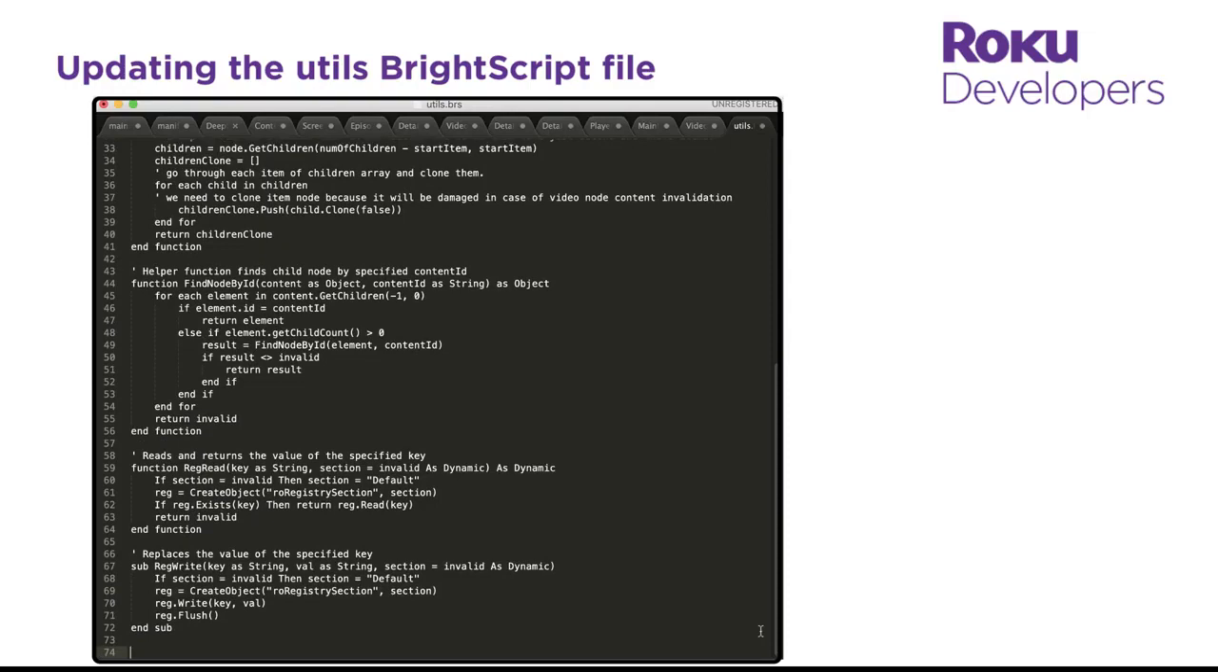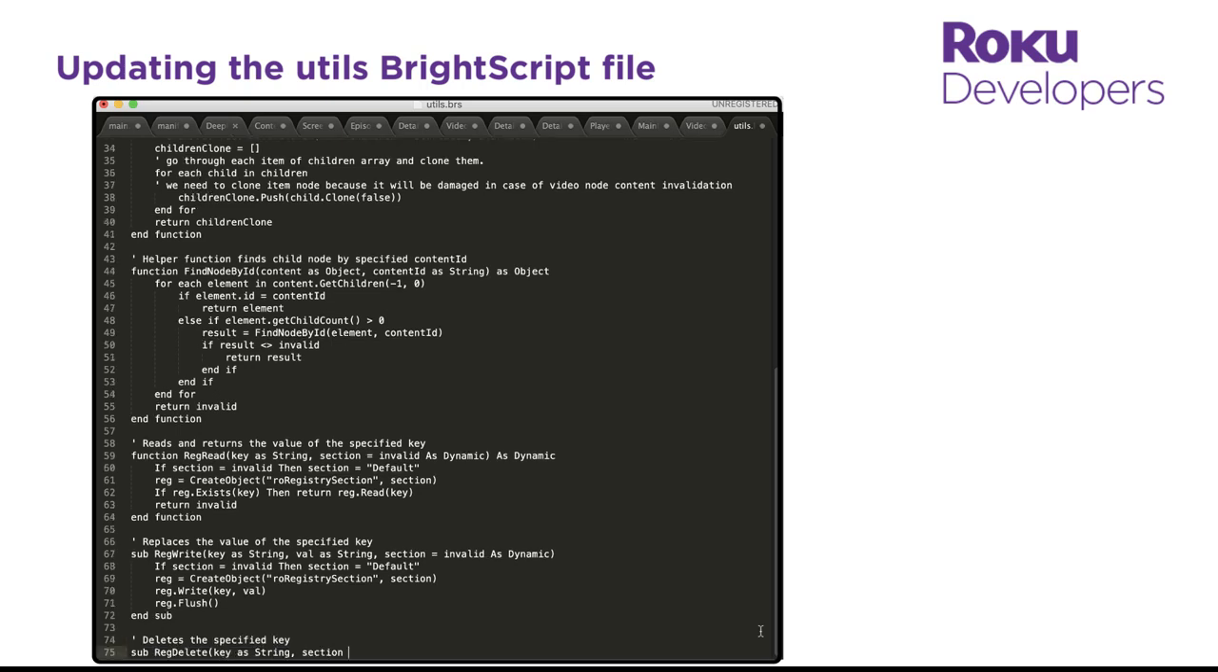So the last thing we need to do is to create the regDelete method, which is used to remove a key value pair from the device registry. It takes the name of the key to be removed and the registry section in which it is saved, which is set to invalid by default. And this method is very similar to the regWrite method.